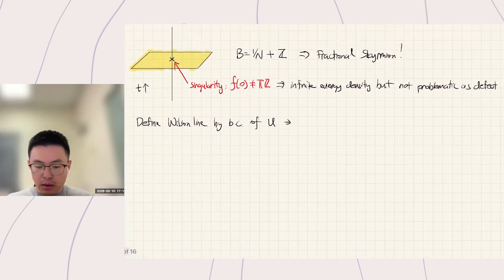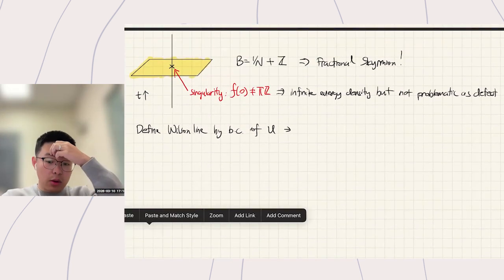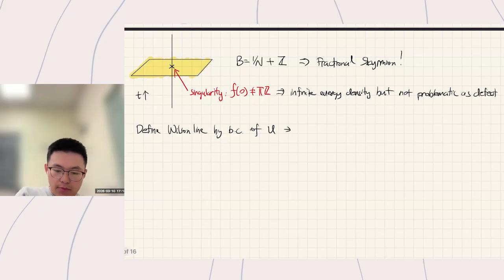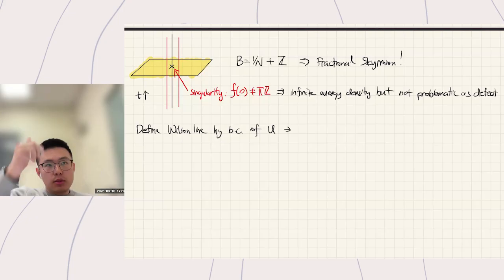So let me come back to say a little bit more about how we describe the fractional skyrmions. The Wilson lines. The way we want to define these Wilson lines is that we want to just carve out some kind of boundary conditions. We just sort of cut a little tube around the Wilson lines. Okay.